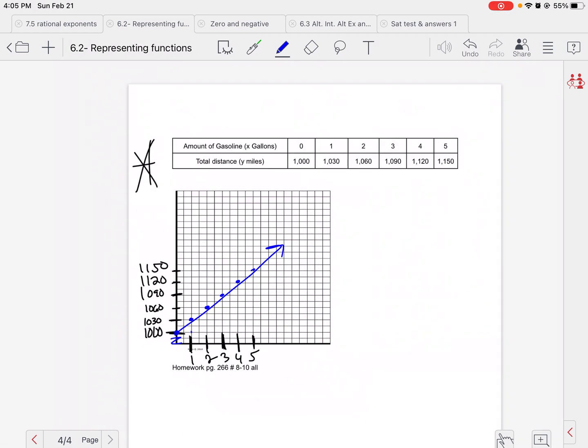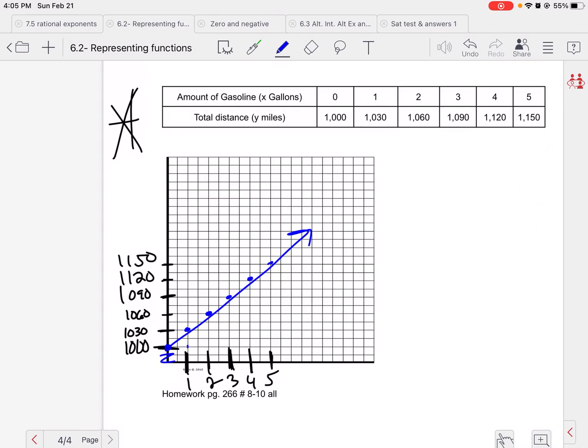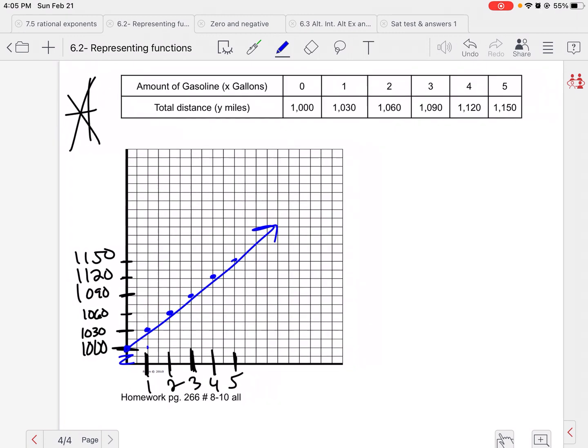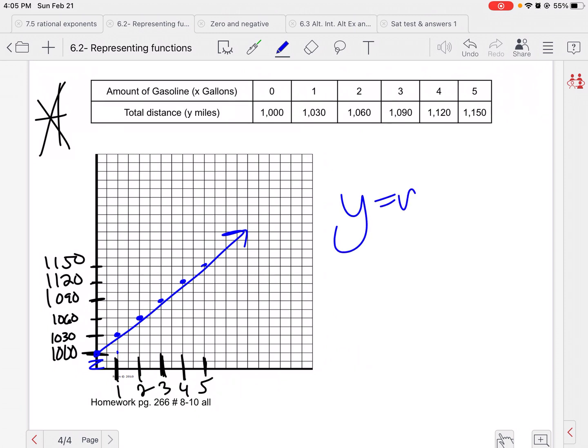And this was amount of gasoline and total distance, so you were already at 1,000 when you refilled your tank. And then after a gallon, you got up to 1,030 miles, and so on. So again, y equals mx plus b. My slope, we are going up 30 over 1, so that would be 30x. We could put the over 1 if we wanted to. Plus b, our y-intercept, is 1,000.